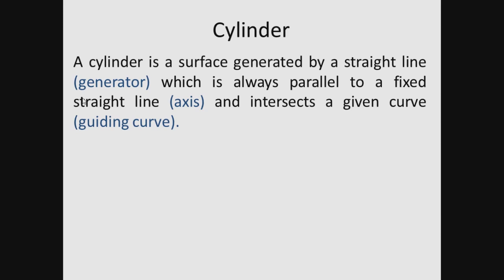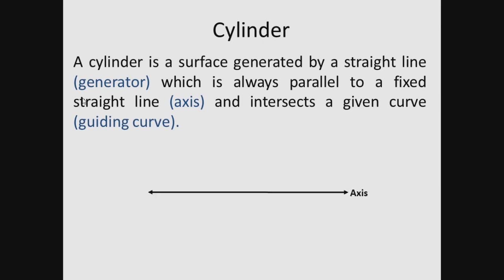In this lecture, we'll see the next solid structure, that is the cylinder. A cylinder is a surface generated by a straight line called a generator, which is always parallel to a fixed straight line called the axis and intersects a given curve called a guiding curve.